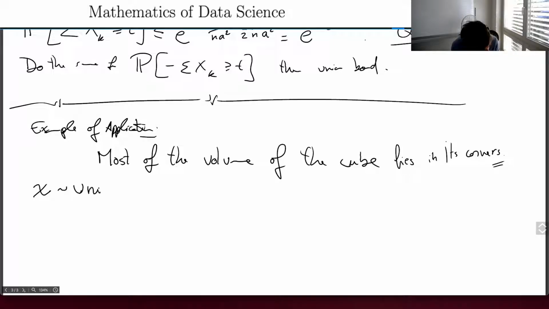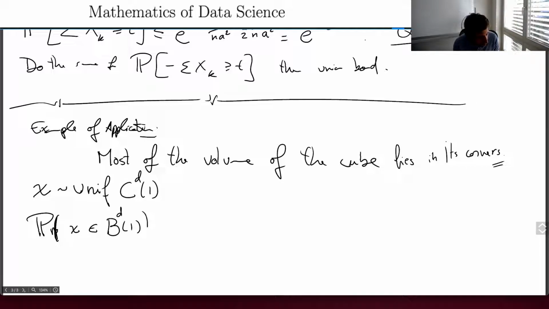Let's say that x is drawn uniformly in the cube of radius 1. We could take radius a half, any radius, the calculation doesn't change. Let's do radius 1 to have fewer things to keep track of. What we want to understand is the probability that this random point x happens to also lie in the ball of radius 1. We're going to show that this probability goes to 0 very quickly as d goes to infinity. So how do we do this?